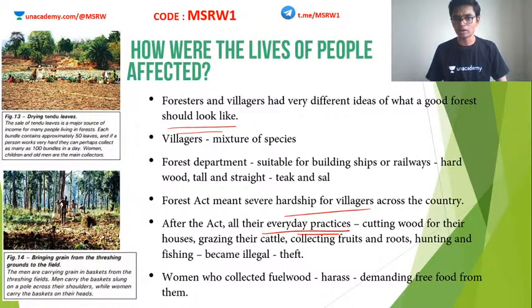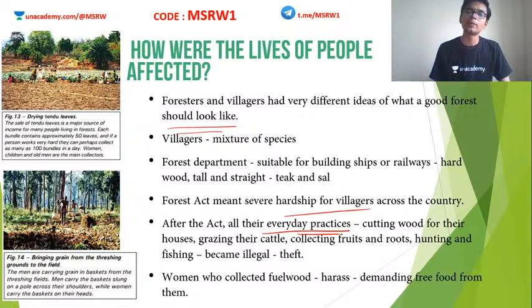Correct? They cannot enter the forest. They cannot graze their animals in the forest. They cannot collect the forest minor produce like fruits, seeds, etc. They cannot go hunting. All these practices, which were traditional to the life of Indian natives, suddenly became illegal when the British passed this law.